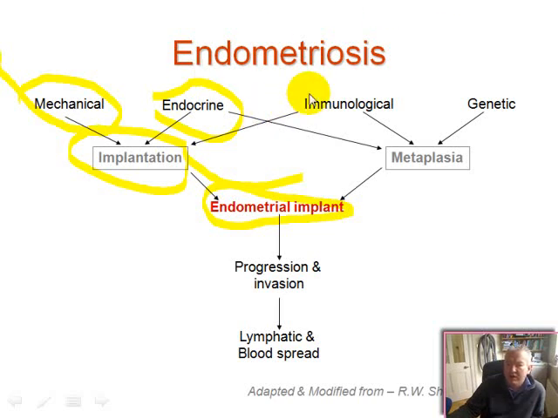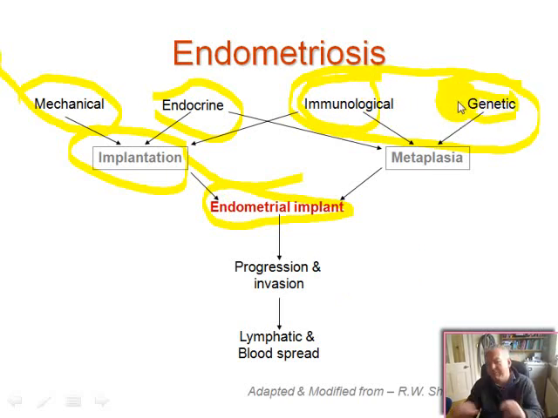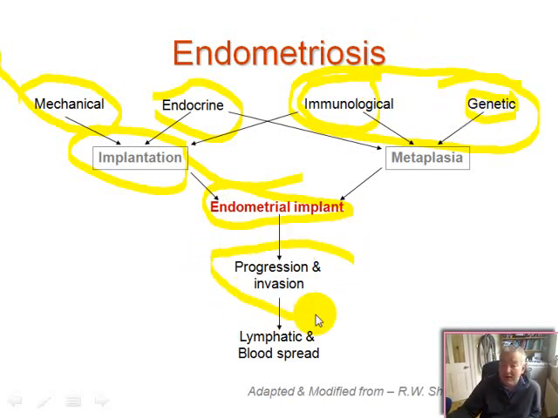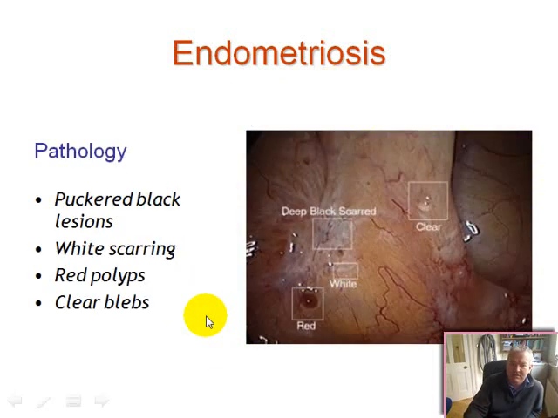On the other side, whether genetics or immunology together result in metaplasia may not be the reality, but I think the main theory is retrograde menstruation in the presence of immunological factors and genetic factors, so there's an overlap between these. There may be progression and worsening of the disease where it then implants, becomes quite invasive, and may go on to lymphatic and blood spread. So this is the current theory as we see it.